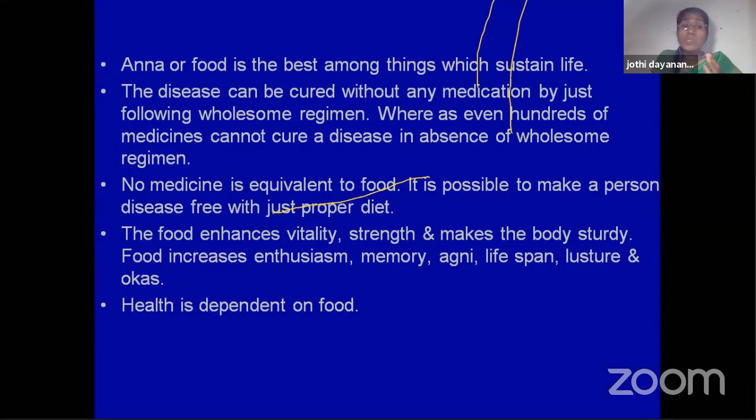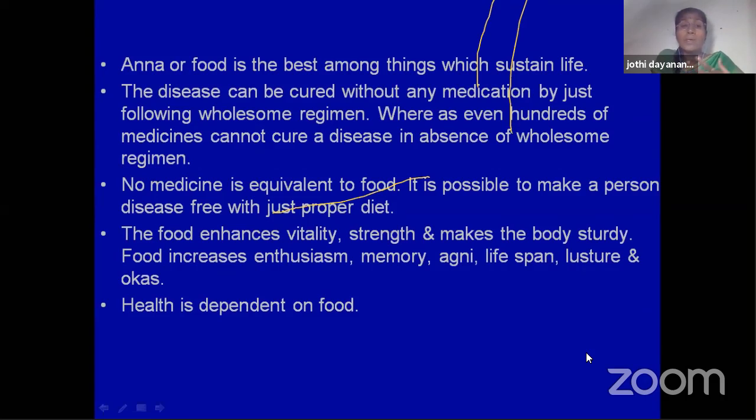This is a great science which has spoken about this. Diseases can be cured without any medication by just following a wholesome regimen, whereas even hundreds of medicines cannot cure a disease in the absence of a wholesome regimen. You keep taking medicine, but the body will not heal unless you modify your food habits. Even with corona, if you pay a bill of 3 lakh rupees in a hospital and are discharged, the medicine they would have given is only 450 rupees. If you see the prescription, it is only paracetamol, acetoril, and some vitamin tablets. These are given for your first 3 days, and for the rest of the days you get healed based only on your diet.